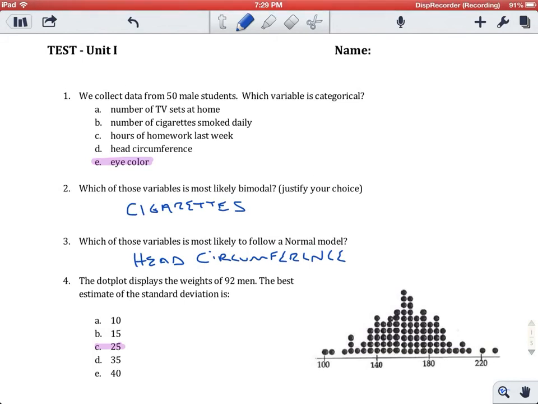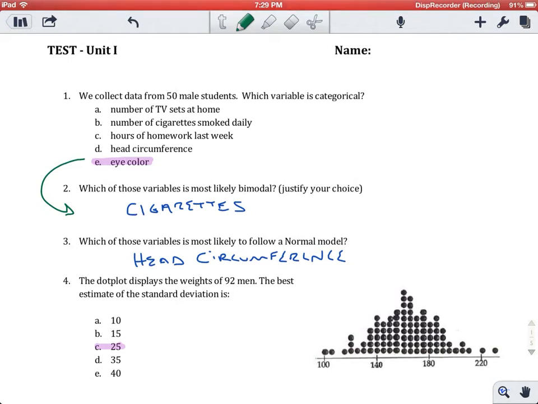Let's take a look at the answers to test 1. Number 1, eye color is categorical, and some of you made the mistake for question number 2 where you said eye color is bimodal. That's impossible because eye color is categorical, and we're going to need numerical data in order to make a chart that would be bimodal.